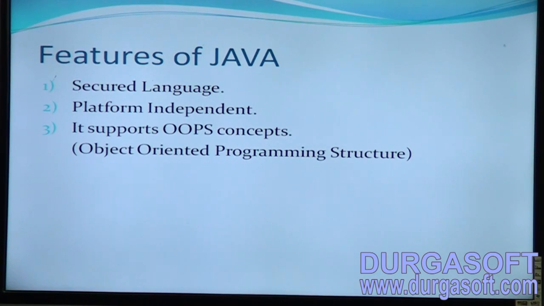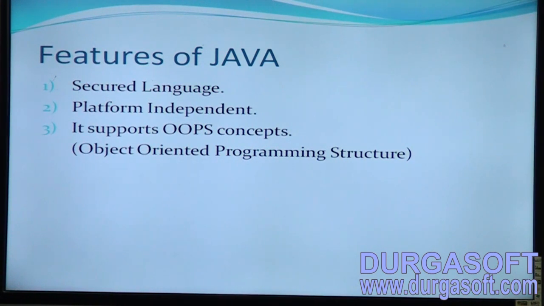Then platform independent. What do you mean by platform independent? Let us say I have designed my code and I execute it, and it went successfully in an operating system, say Windows XP. Now I take this code and put it in a Mac operating system, and if I try to execute, obviously it will run successfully. So it is platform independent, it is not platform dependent. That is what is called platform independent.